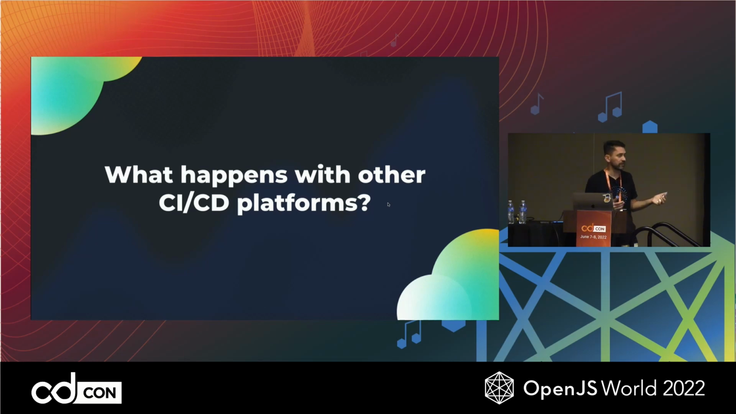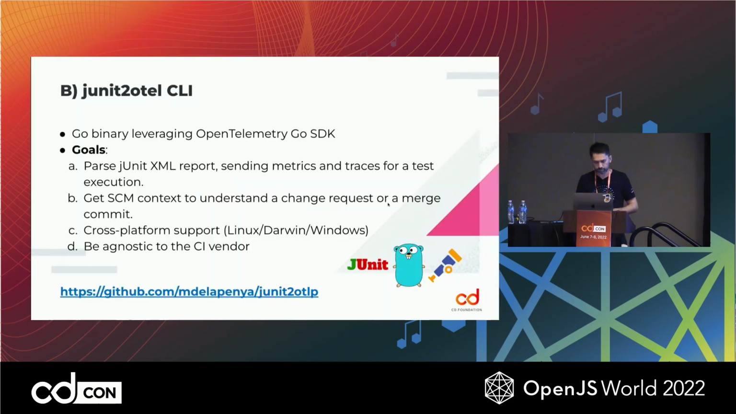But what happened with other CI/CD platforms? You could use Jenkins, you could use Travis, you could use Argo CD or TeamCity, whatever CI/CD platform that you are using. We started with a CLI written in Go to do that. Leveraging the Open Telemetry Go SDK, we try to achieve the same that we did with Jenkins. Parsing an XML file, for which there are libraries that provide the structure for the XML, the XSD schema for jUnit.